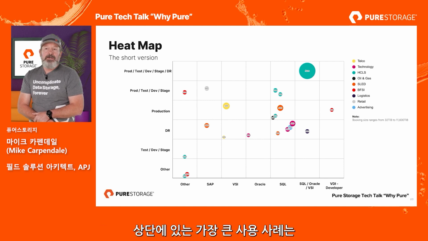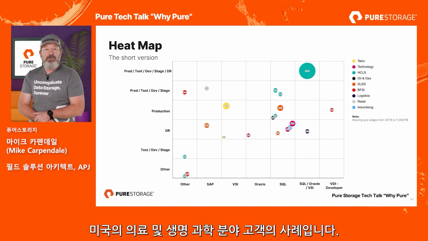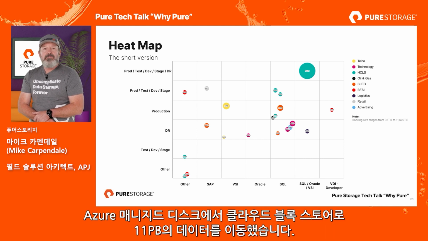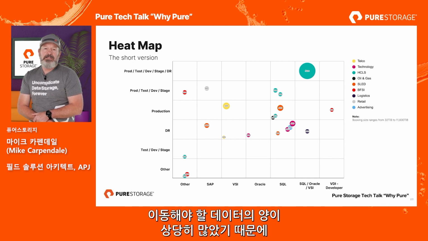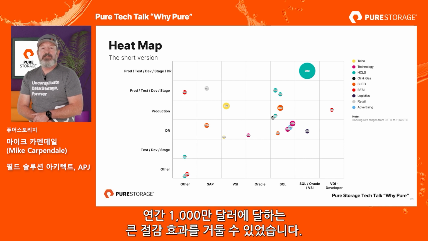One of the biggest use cases that we can see up the top is a healthcare and life science customer in the US. They have moved 11 petabytes of data from Azure Managed Disk onto Cloud Block Store. This was a significant amount of data to move, giving them some significant savings, which was in the order of $10 million US per year.